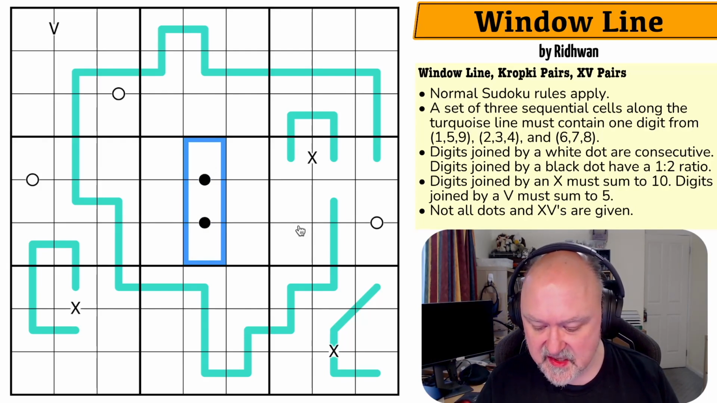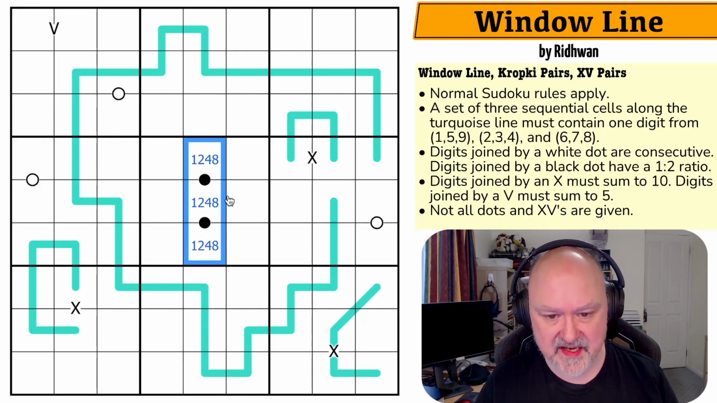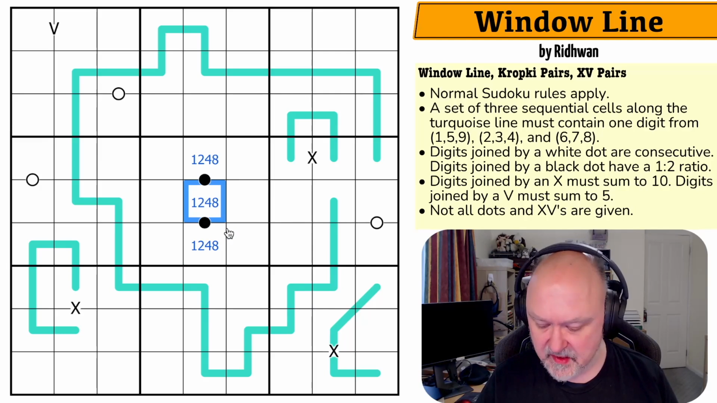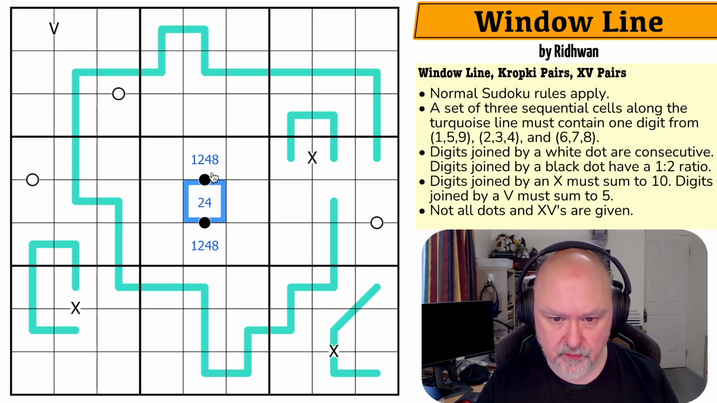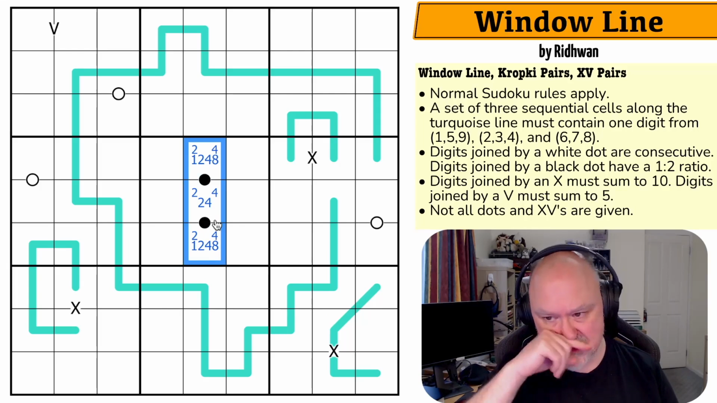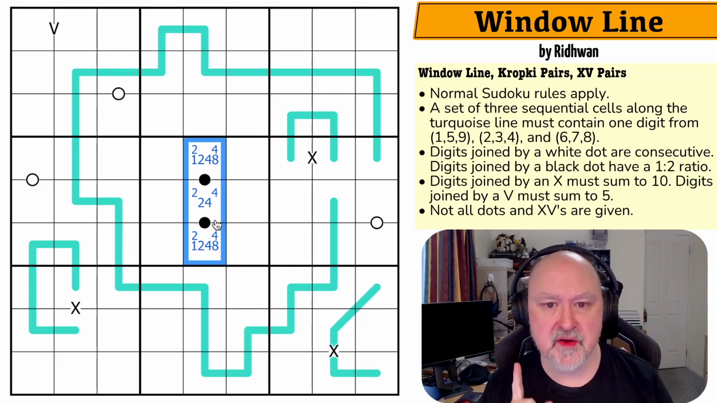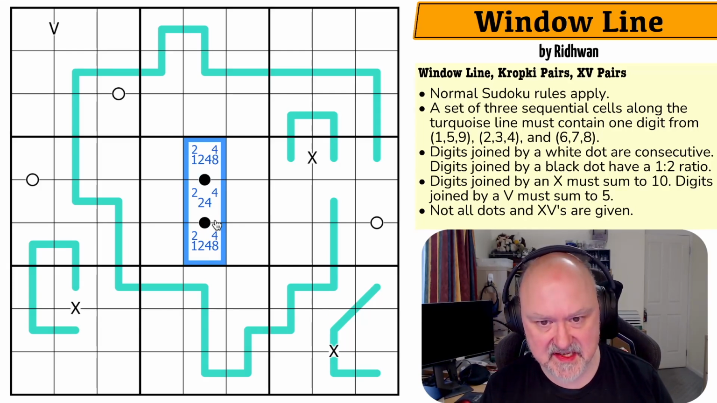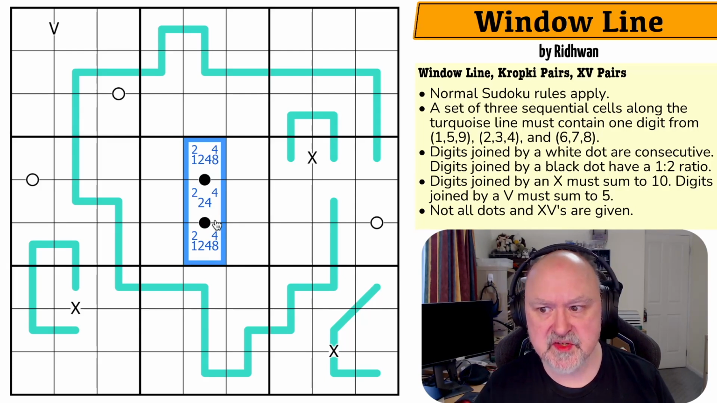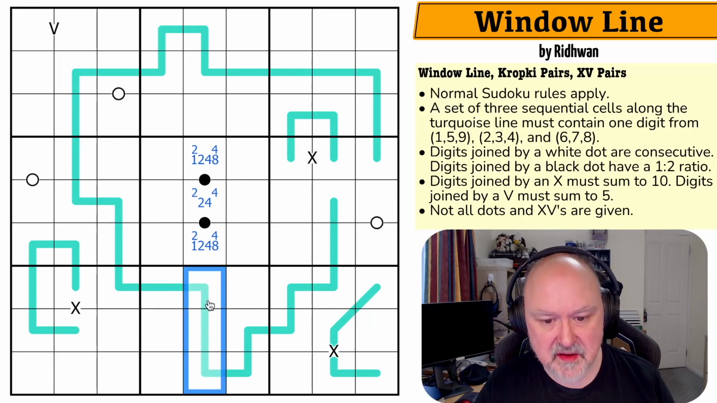So these are from 1, 2, 4, 8, but we can't start or end in the middle. So this is 2 or 4. So we're going 1, 2, 4, or 2, 4, 8. So 2 and 4 must be in here. And 2 and 4 are from the same set, because we've got 1, 5, 9, 2, 3, 4, and 6, 7, 8. So down here, there must be a digit from 2, 3, 4.